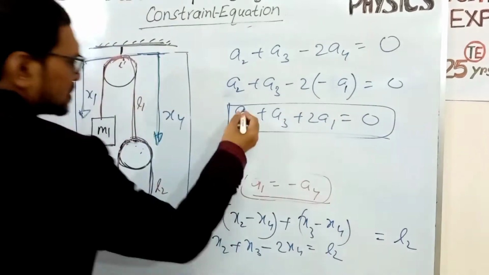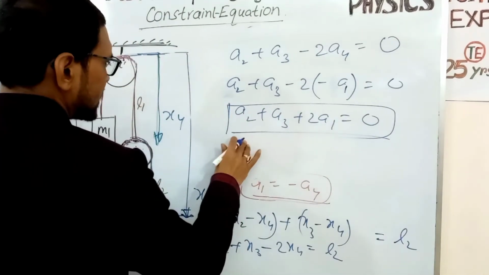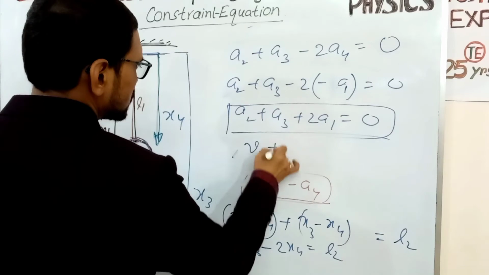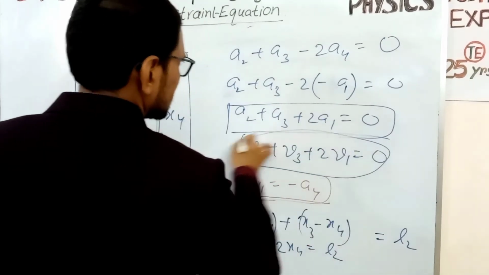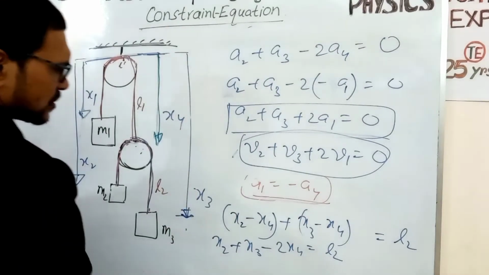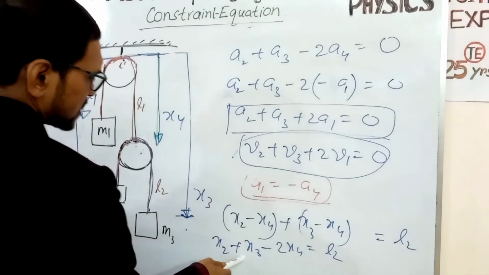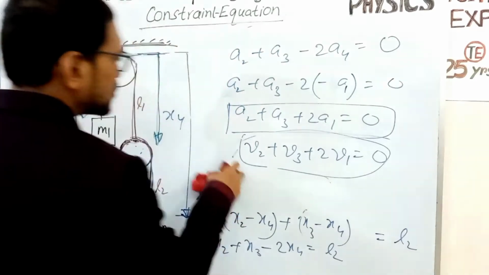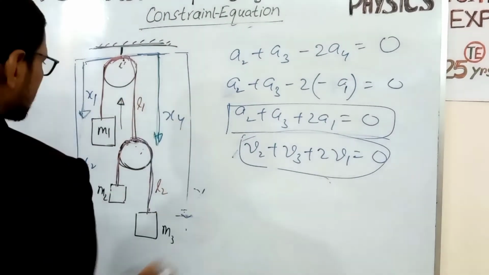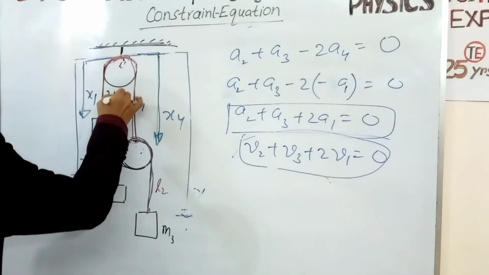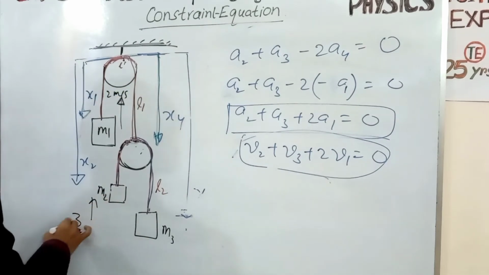Now if we write it in the form of velocity, this becomes v2 plus v3 plus 2v1 equal to 0. Same way, because we get the velocity by single differentiation. This is the relation between velocity and acceleration. Blocks move with a velocity, suppose 2 meter per second, and this is 3 meter per second.